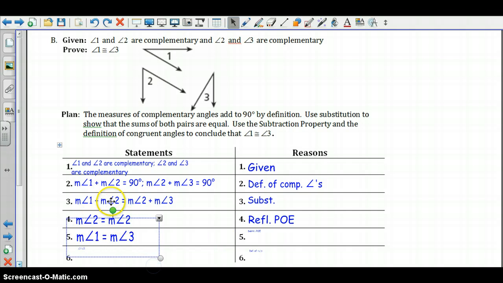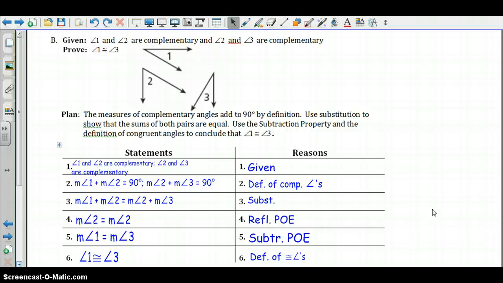If I do subtract the measure of angle 2 from both sides, all you're left with is the measure of angle 1 equals the measure of angle 3. Once again, we could subtract that from both sides, subtraction property of equality. So if the measure of angle 1 equals the measure of angle 3, angles 1 and 3 are congruent by definition. So we've just proven that angle 1 is in fact congruent to angle 3.